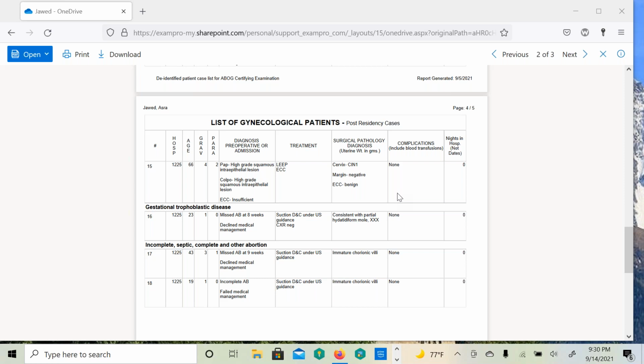I would look into that for the exam, because every time they issue the practice bulletin on PAP and CIN, there's always a box, usually on the third or fourth page. There are two boxes in there. One is when you do an ECC, which is most of the time, and the other box is when you should do a cone rather than a LEEP. So I think the examiners would be interested in this particular case.